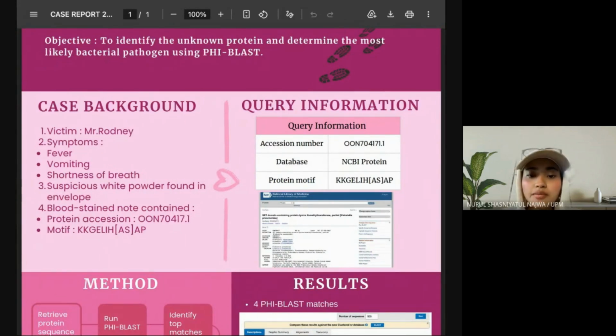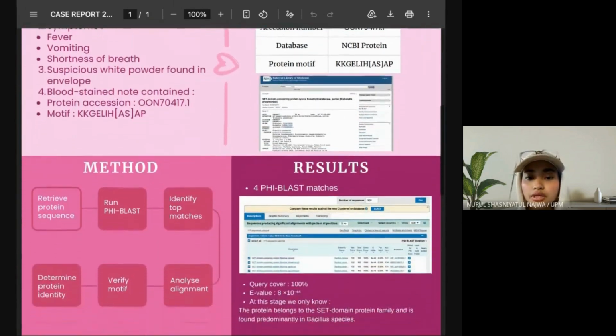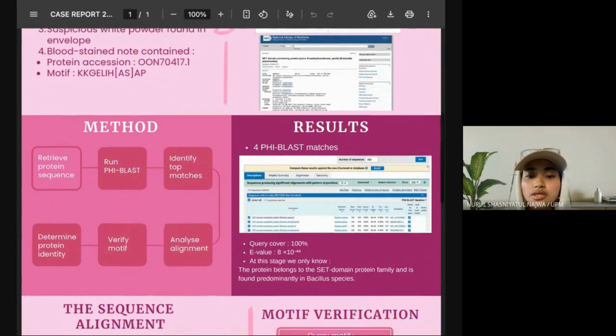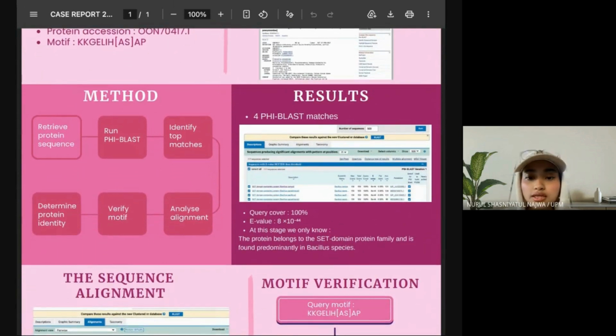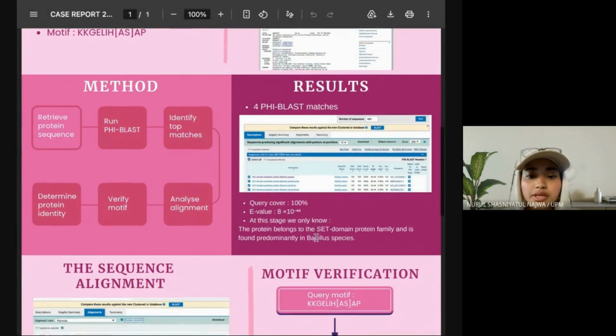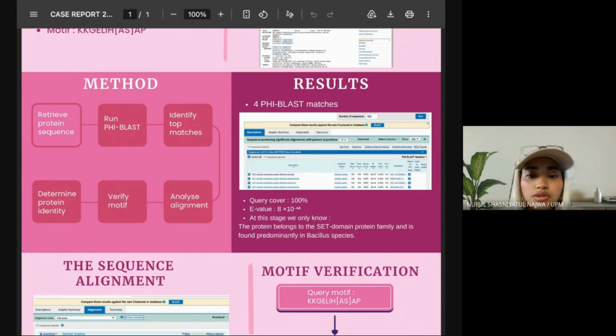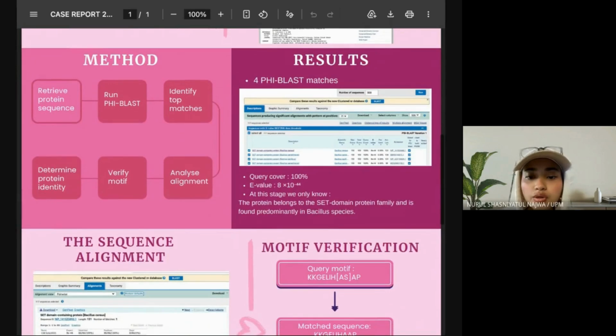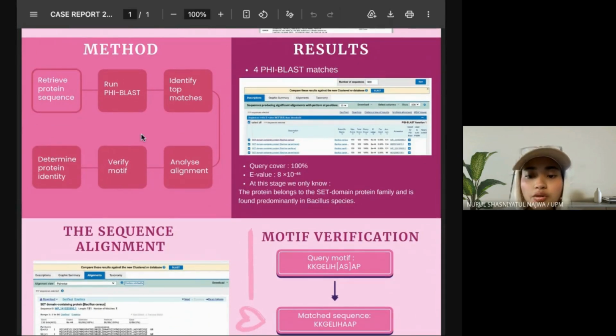Then we ran PHI-BLAST using the motif. After that, we checked the alignment, verified the motif, and identified the protein. Our result showed 100% sequence identity and 100% query coverage, which means the match is very accurate. The motif was also successfully verified. Based on the result, the unknown protein was identified as a SET domain-containing protein. This protein helps bacteria by adding methyl groups to other proteins, which is important for bacterial function.